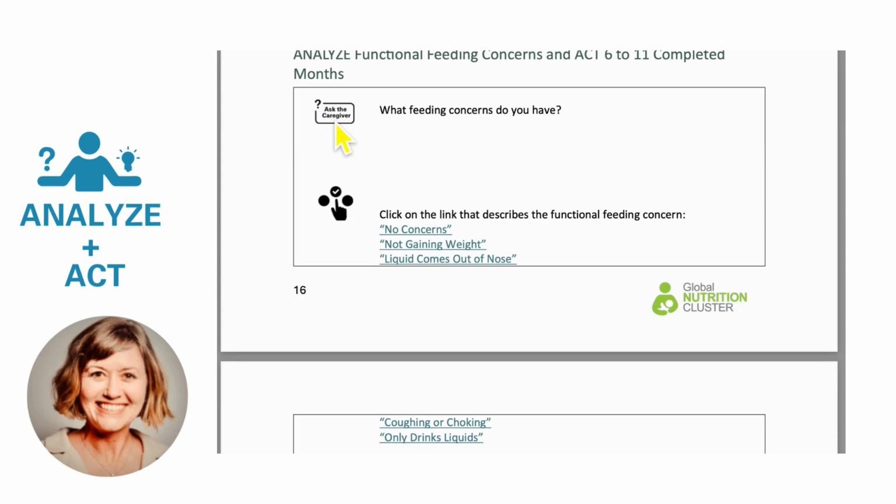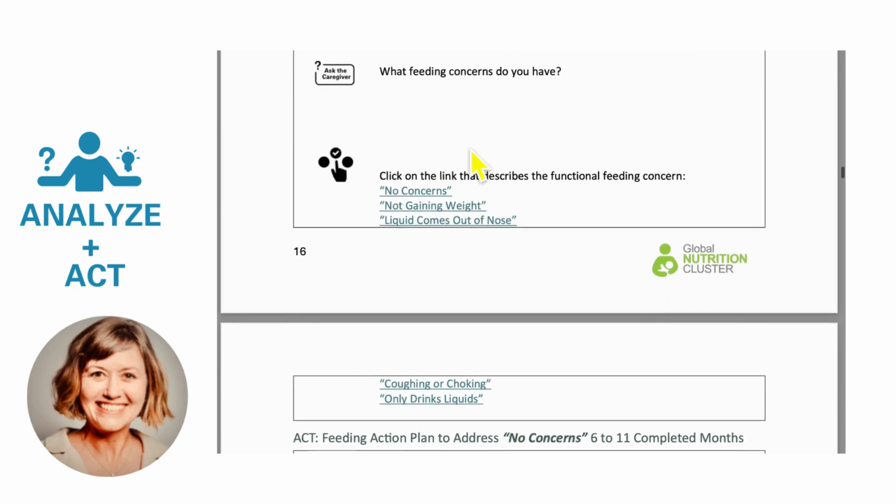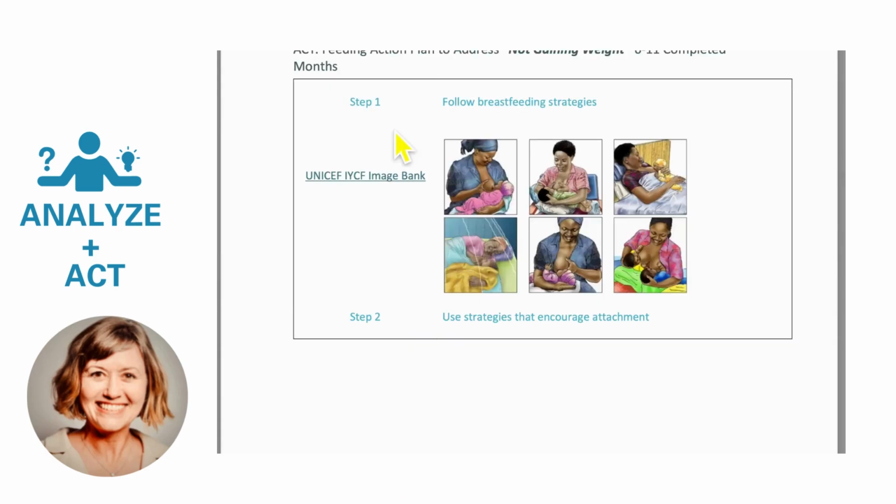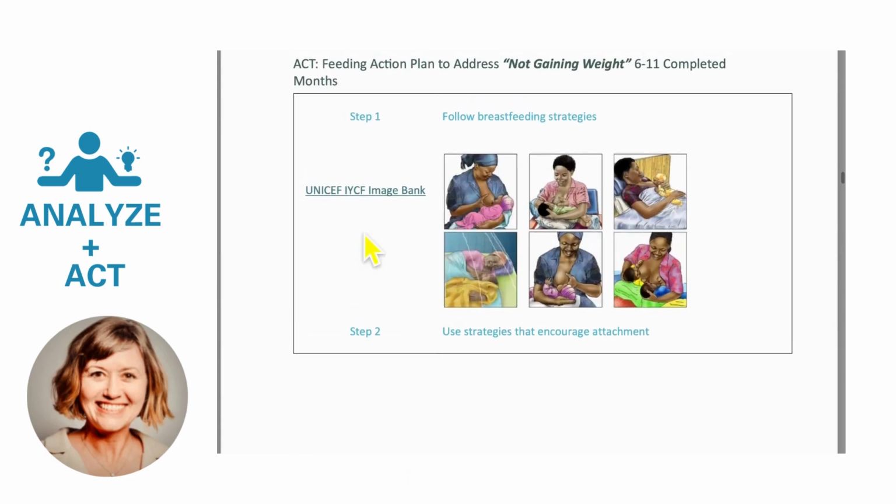So the next step is to ask the caregiver, what feeding concerns do you have? Depending on what the caregiver shares, you'll find the functional feeding description that matches the most closely. So for this demonstration, we're going to select not gaining weight. And then we're going to follow this feeding action plan to address not gaining weight. Number 1, we're going to follow breastfeeding strategies, and that includes trying different positions.